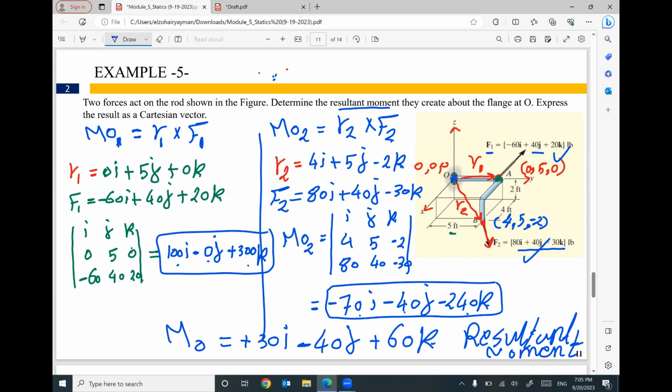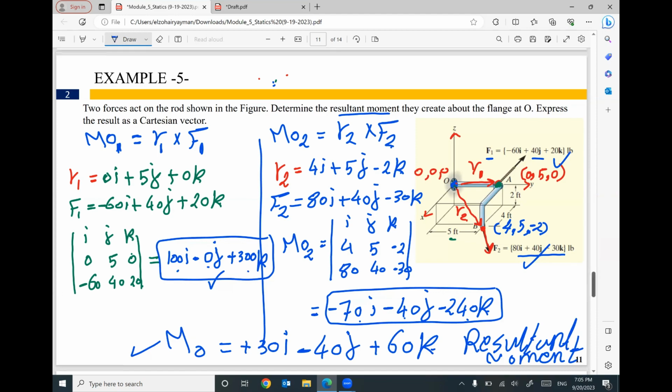Does that make sense? Easy. I know it's a little more calculation, more math, but it's very easy. If you have many forces, just go ahead and define the moment for each force around point O. The moment for this force about point O, then you have a vector. You have another vector for the two moments. Add them together to get the final resultant moment for all of them.